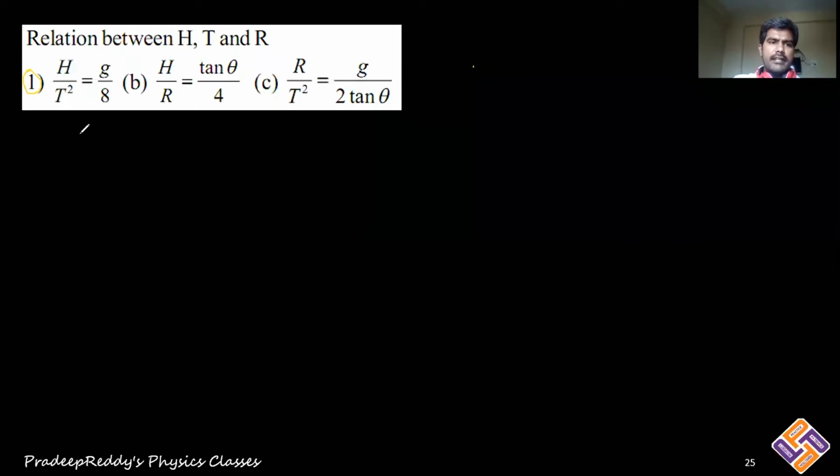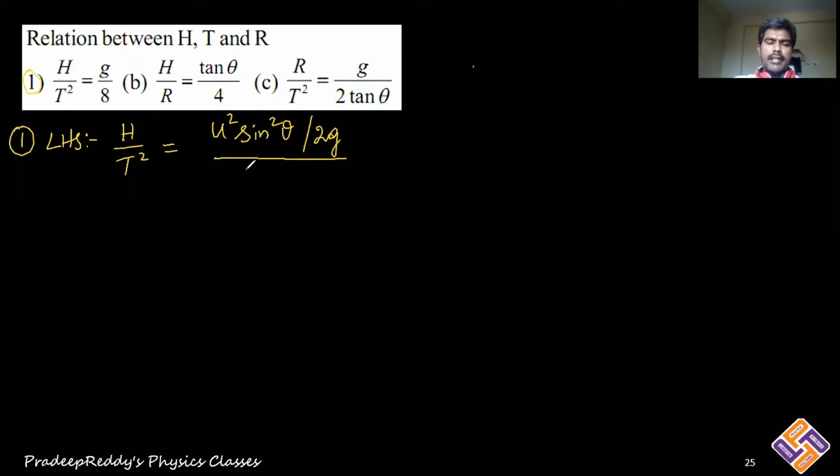Left hand side, it is h divided by t square. What is h? u square sine square theta divided by 2g, divided by t square, where t is time of flight. Time of flight is 2u sine theta by g, and this is whole square. Now g square gets cancelled. Here in the denominator it is g square. I'm sorry, don't cancel this. Let it be.